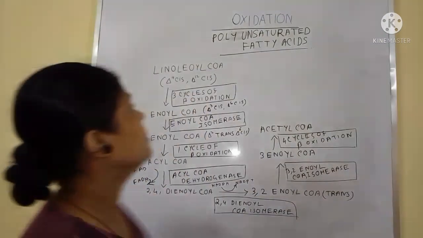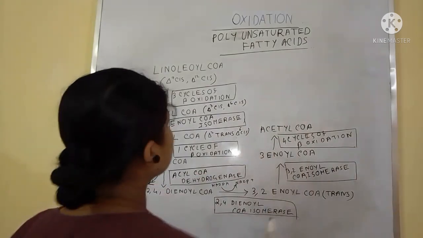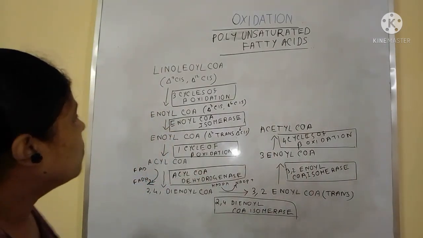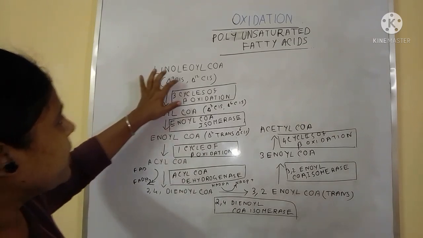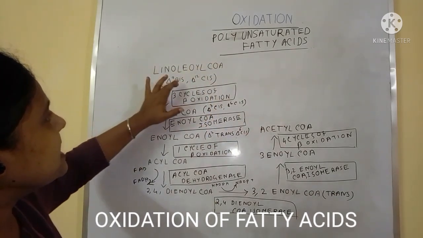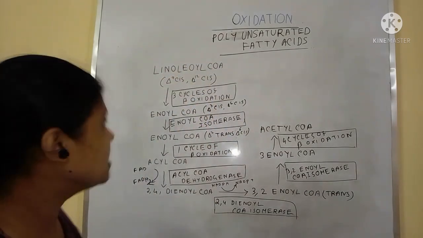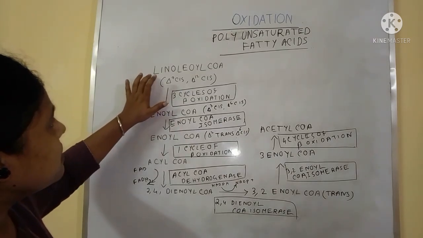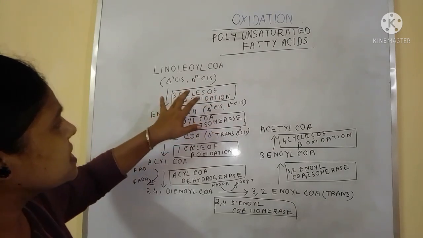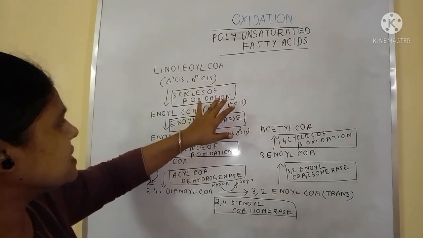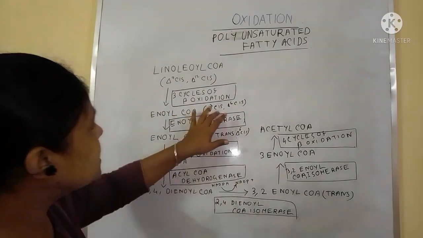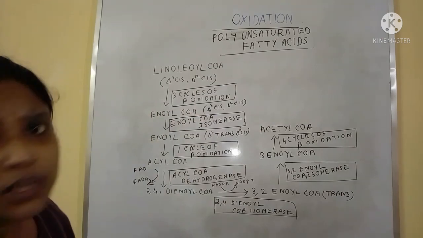Oxidation of polyunsaturated fatty acids. Here one problem arises when the linoleoyl CoA remains in cis condition. In case of linoleoyl CoA, after completion of the 3 cycles of beta oxidation, it remains in cis position and forms the enoyl CoA.